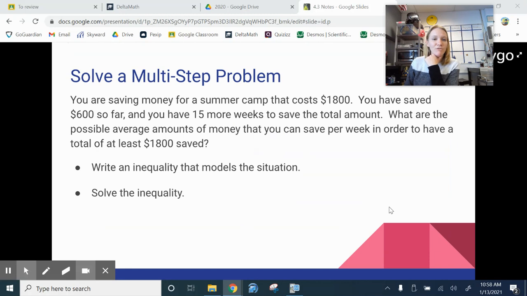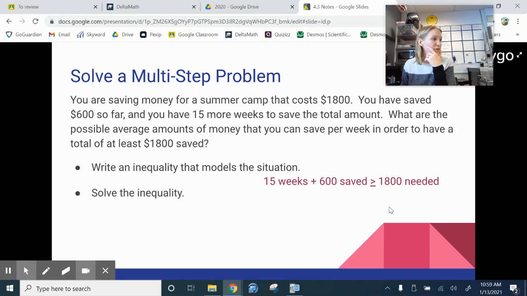You are saving money for a summer camp that costs $1,800. You have saved $600 so far, and you have 15 more weeks to save the total amount. What are the possible average amounts of money that you could save per week in order to have a total of at least $1,800 saved? So the first thing we want to do is write an inequality that models that situation. So we know you have 15 weeks, you have $600 saved, and you need to have at least $1,800 saved. So that means $1,800 or more.